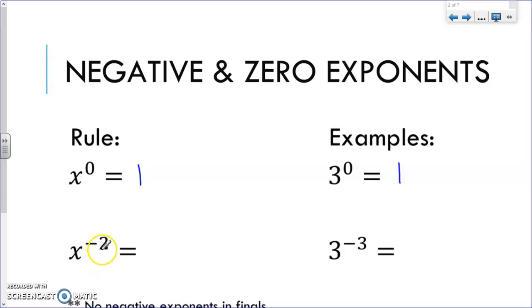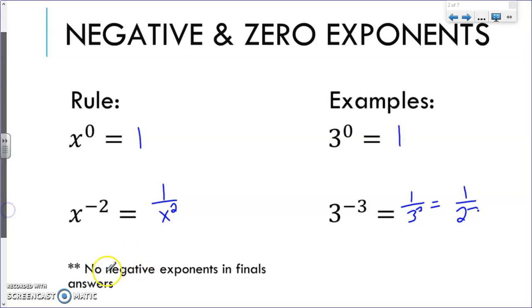If you have a negative exponent in your numerator, if you recall, we move it to the denominator to make it positive. If it's in the denominator, we'd move it to the numerator. So here we would have 1 over 3 to the third, which could be 1 over 27. Remember, no negative exponents can be in your final answer.